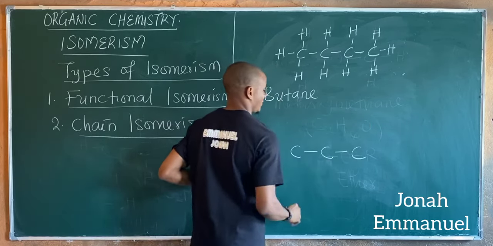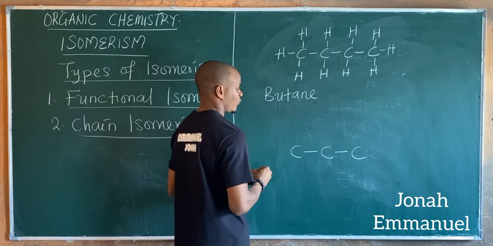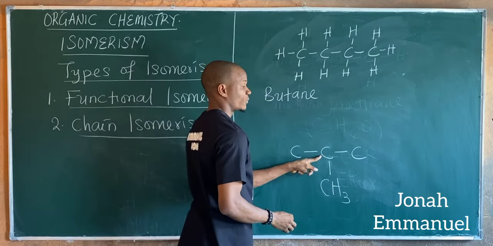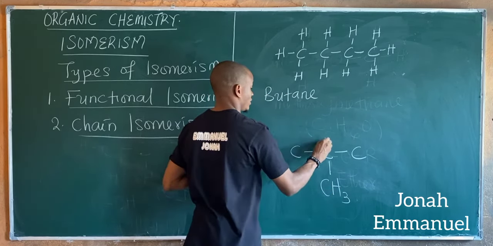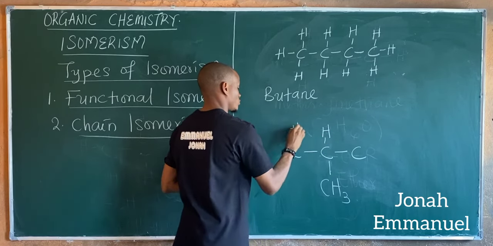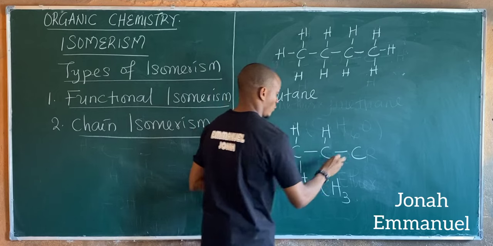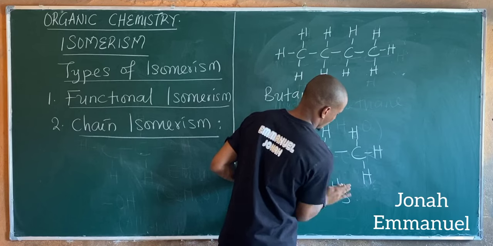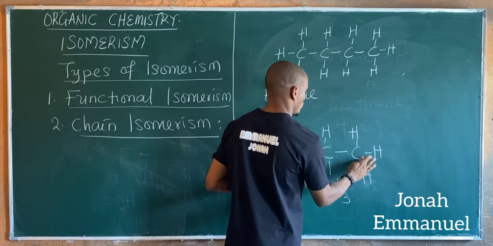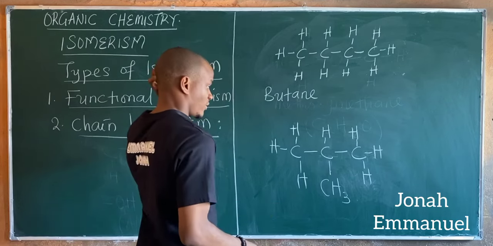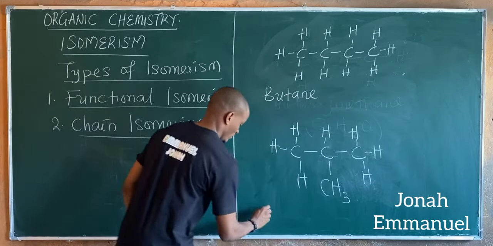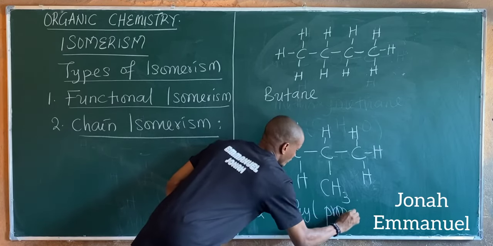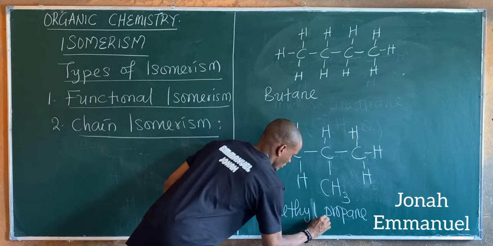Next up, 2-methylpropane. For propane, I'm having 3 carbon atoms. For 2-methyl, it means that the methyl group, that CH3, is attached to carbon 2. Balance this up. This is having 1, 2, 3, 4. So I'm having this for my 2-methylpropane. This is 2-methylpropane.